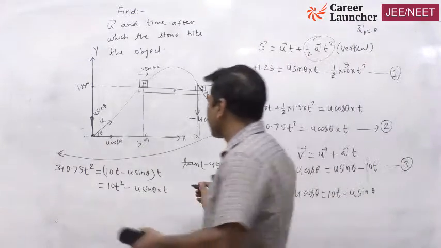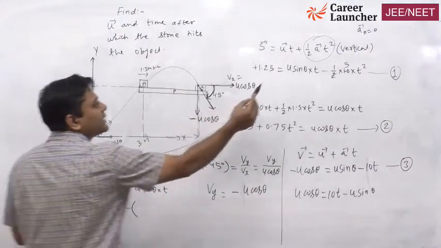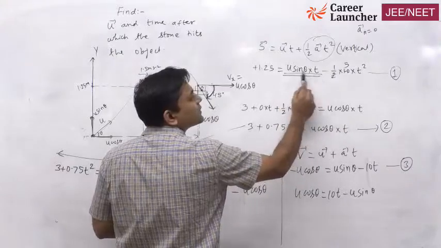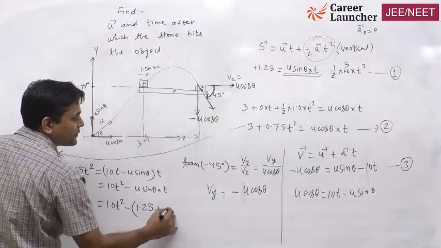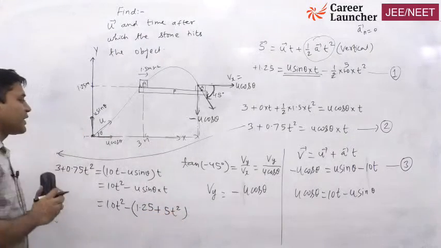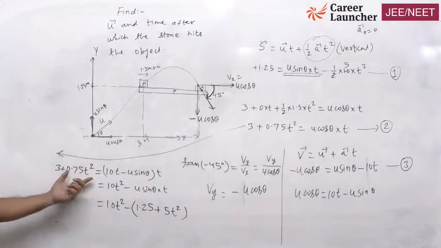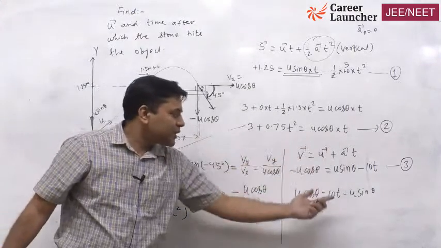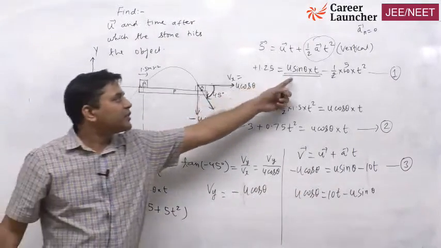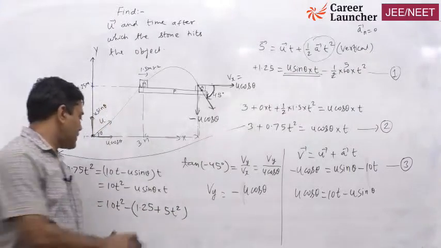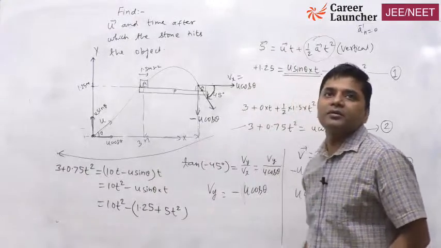From equation 1, u sin theta t will become 1.25 plus 5t squared. Check what I have done. Think like this: equation number 2, 3 plus 0.75t squared, replace u cos theta by 10t minus u sin theta into t, and later u sin theta t from equation number 1, you can write 1.25 plus 5t squared. Now you can see that everything is in terms of t. So this could be solved. So this is the way to solve this question.